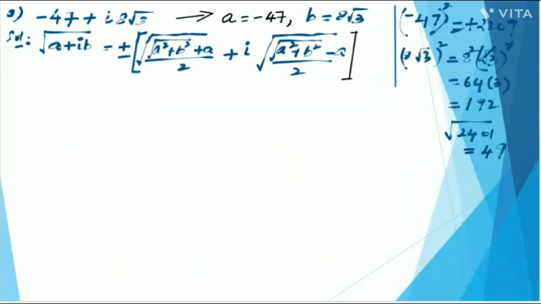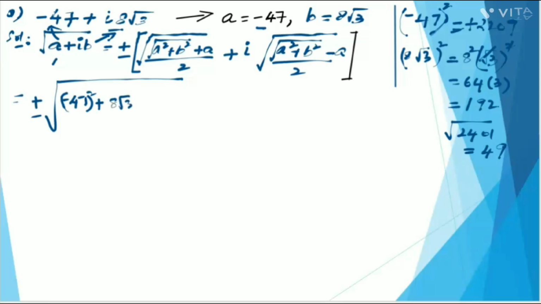The next example is we have to find the square root of minus 47 plus i into 8 root 3. Here when we compare this with the formula, a is equal to minus 47 and b is equal to 8 root 3. This is b and this is a. Now plus or minus square root of a square is 47 square, plus b square is 8 into root 3 whole square.